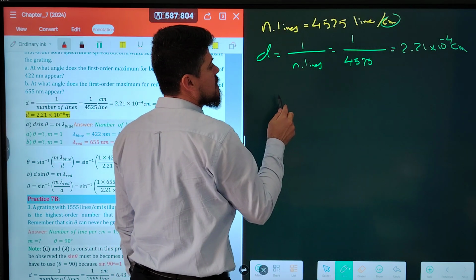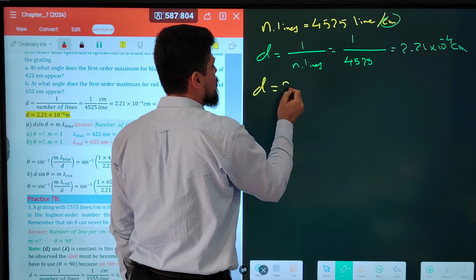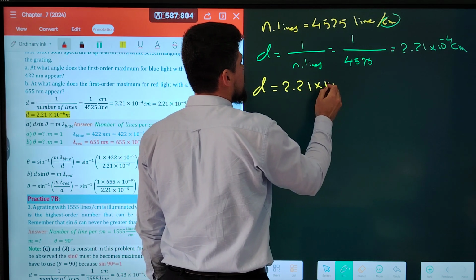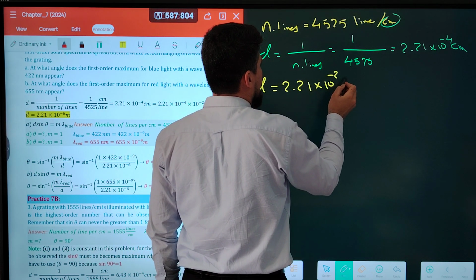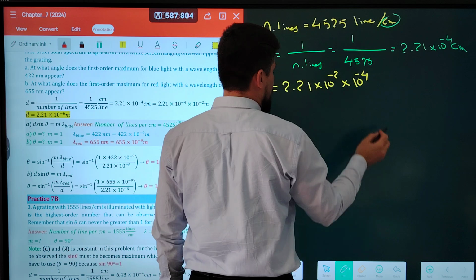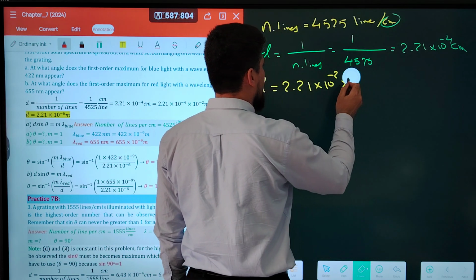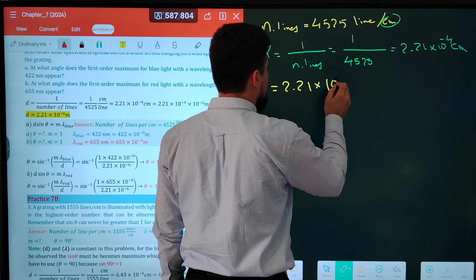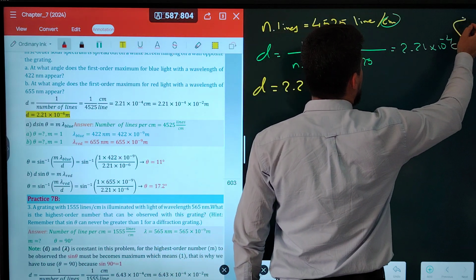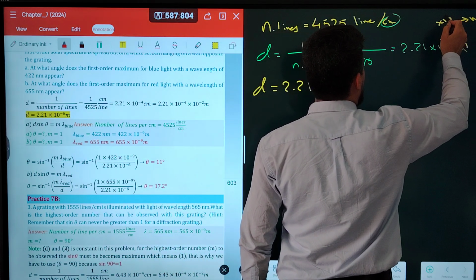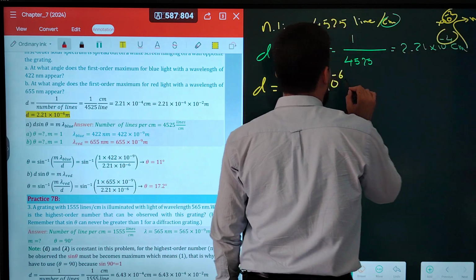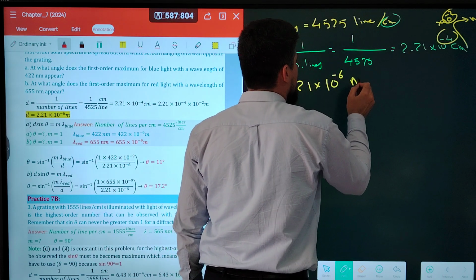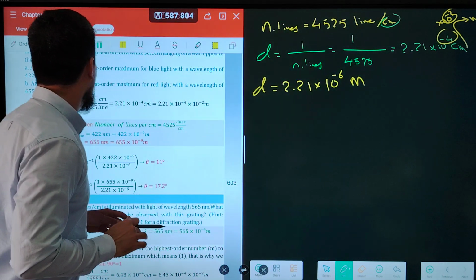So you have to convert the centimeter to meter. Now d is equal to what? 2.21 times 10 to the power negative 2 times 10 to the power negative 4, which is equal to 10 to the power negative 6. You have to convert this centimeter to meter, multiply by 10 to the power negative 2. Negative 2 with negative 4, it's going to be negative 6 meter. Now d is ready.